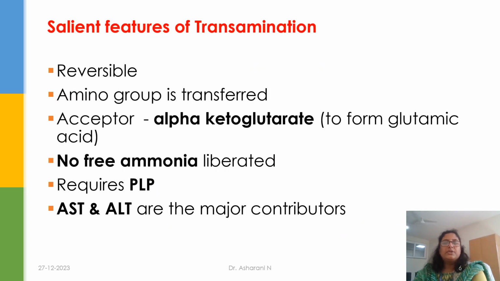Salient features of transamination reaction. The reaction is reversible. In this reaction, amino group is transferred. Transaminases belong to class 2 of enzyme classification. The acceptor generally is alpha ketoglutarate, which will form glutamic acid, and we should also observe that there is no free ammonia liberated here. Only the transfer of amino group happens, and this reaction requires a coenzyme, that is pyridoxal phosphate. AST and ALT are the major contributors of this transamination reaction.